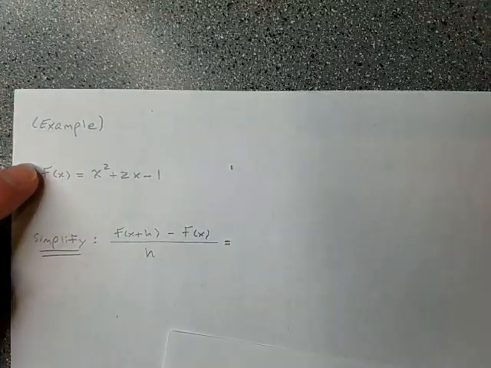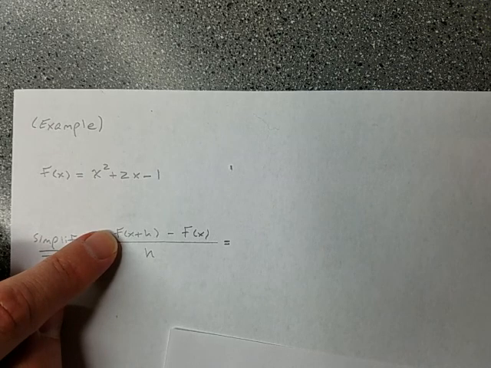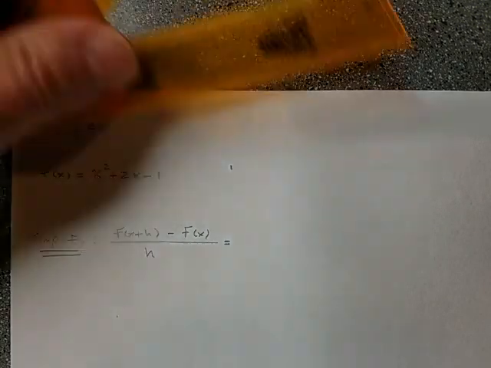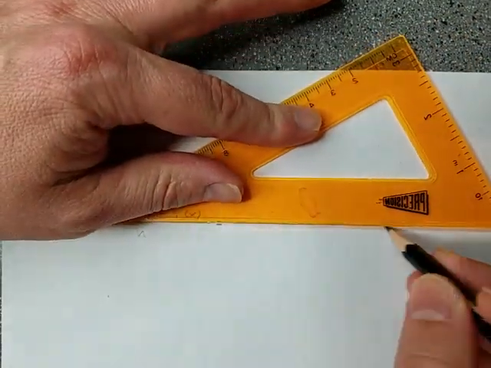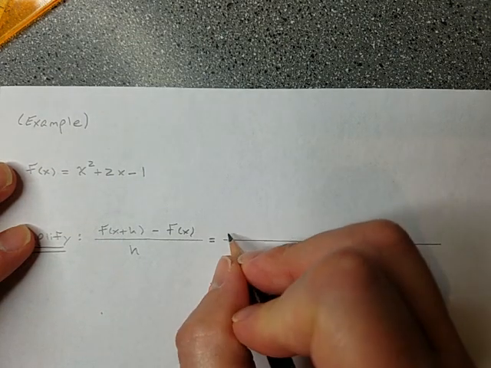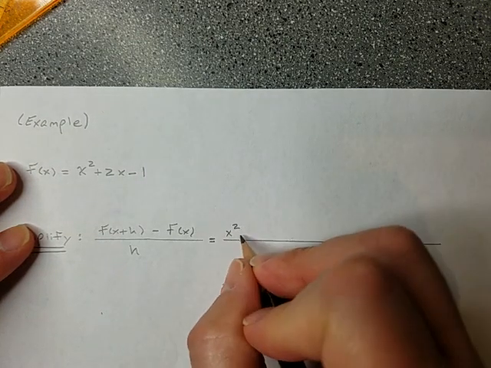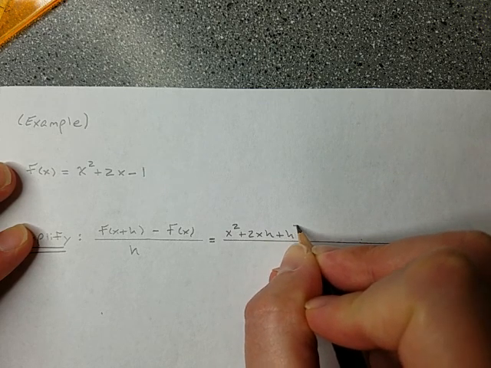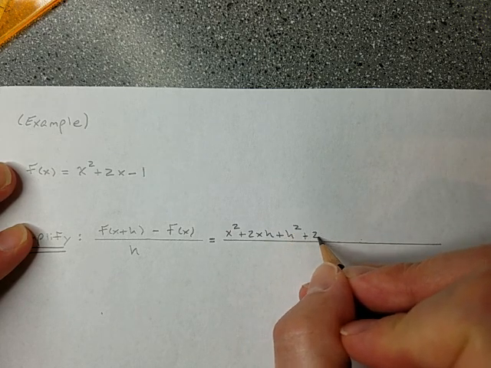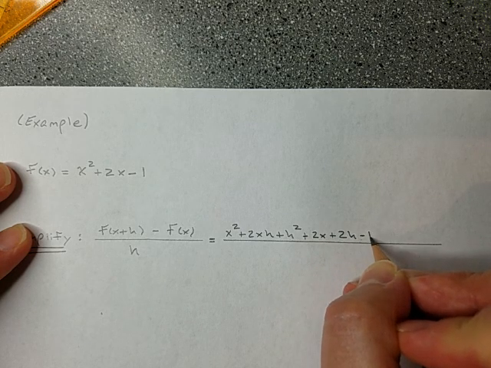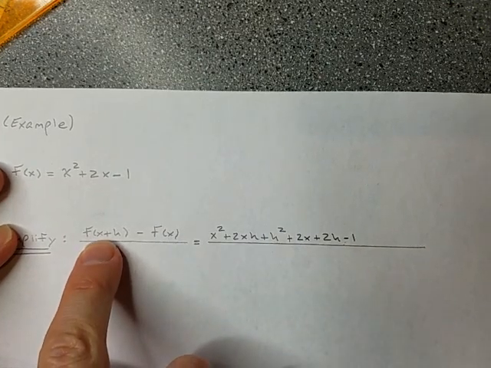So what I've done for you so far is we got this function. I found the f of x plus h part. So let's assemble the rest of it all together. Okay, so just a minute ago when I did f of x plus h, here's what I got. x squared plus 2xh plus h squared plus 2x plus 2h minus 1. So that's f of x plus h.